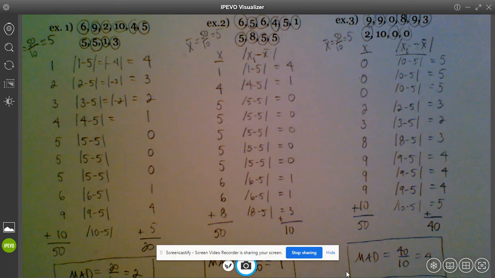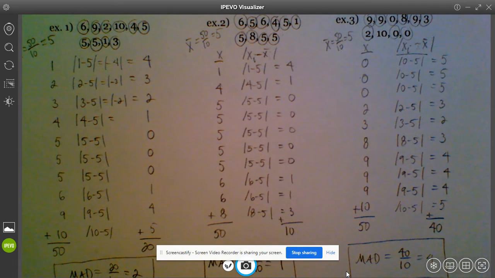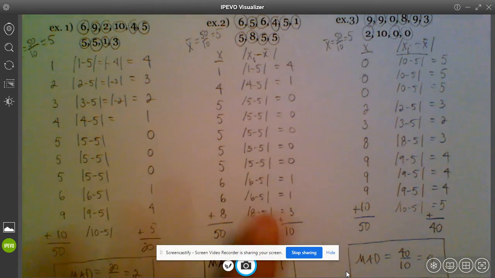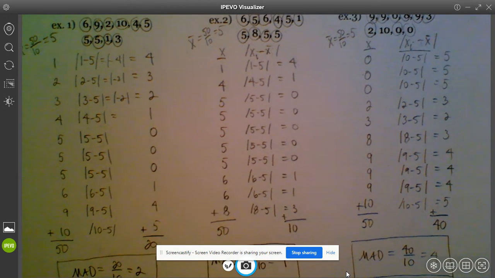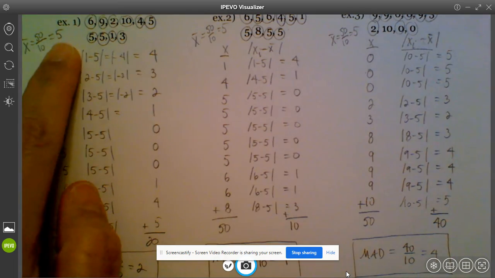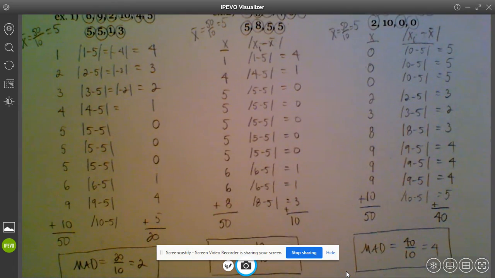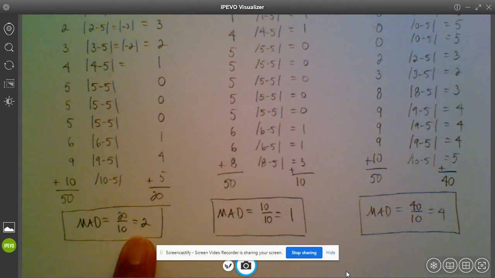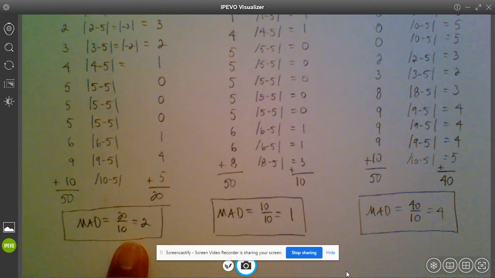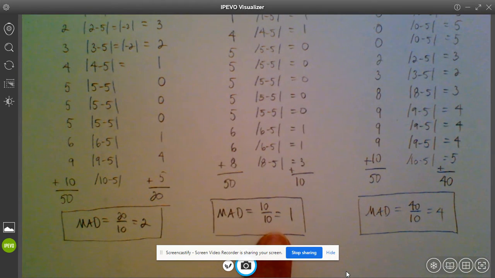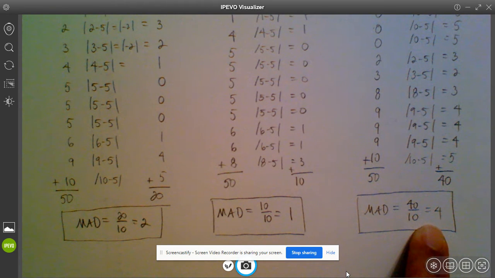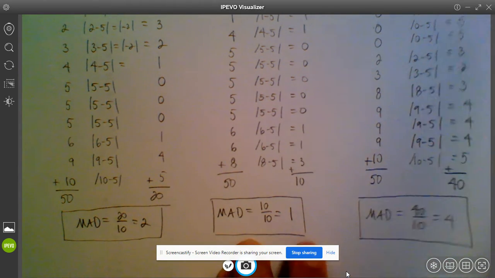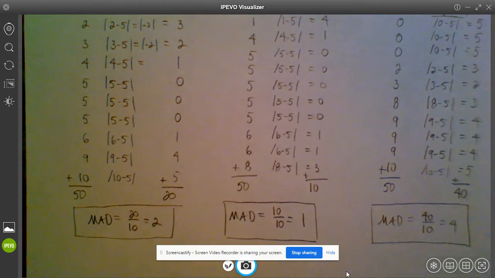Okay, so here's the crazy thing. All of these sets, these 3 sets of data, had a mean of 5. The mean for each of these was 5. But I had several different mean absolute deviations. The average distance from the mean of this set of numbers was 2. For this set it was 1. And the average distance for this set of numbers from the mean was 4. And so we're probably wondering, how in the world does that work?